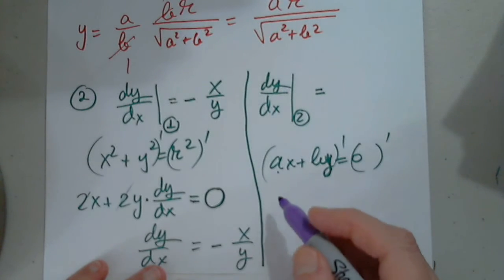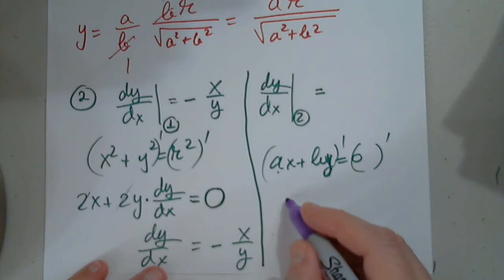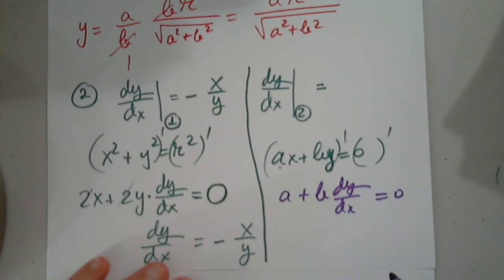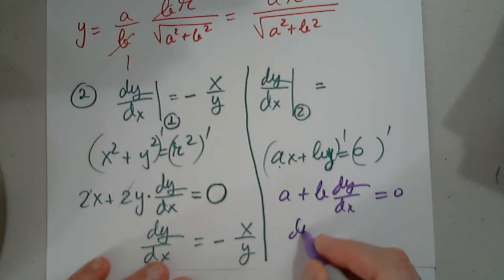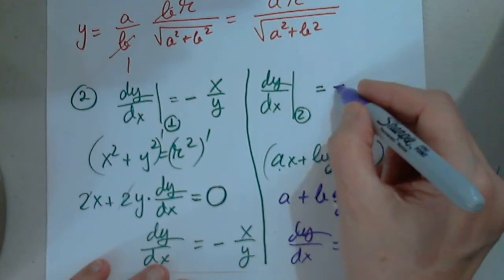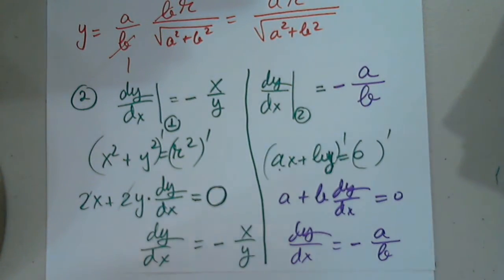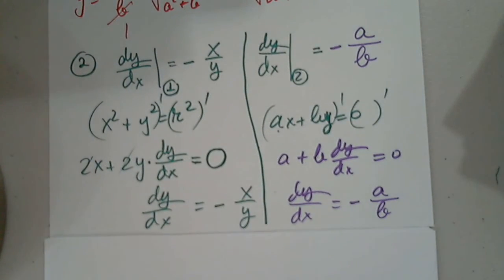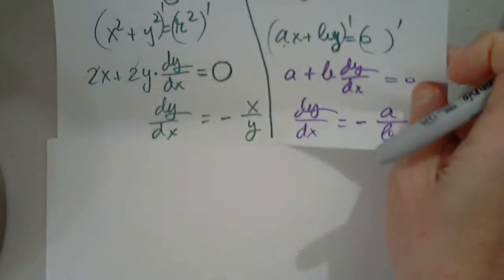Anyone? Is it a plus b dy dx? Excellent. Equals 0. So then it's a moved, negative a over b. So dy over dx equals negative a divided by b. Great job. Constant, it's a line. Of course, we expect the derivative or the slope to be a constant. Very good. Now, final step. I know it's a long problem.